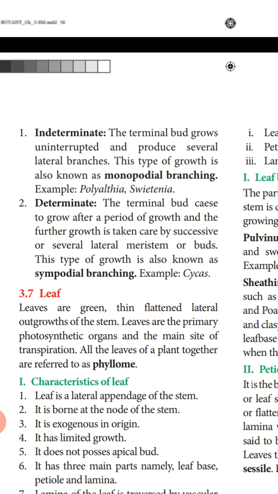So hope you have understood today's topic, the shoot system. In the shoot system we studied the stem characteristics, functions of the stem, types of stem, modifications of the stem and the branching. So hope you have understood all these topics.